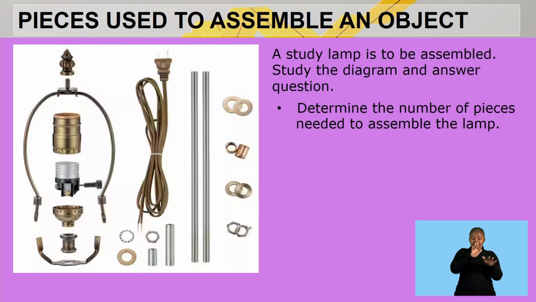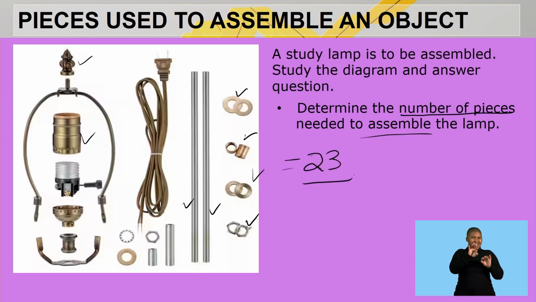So determine the number of pieces that is needed to assemble the study lamp. So now in this case, you are simply going to count all these pieces and add them together. So when you count all of them, they will give you 23 pieces or 23 parts in order for us to be able to assemble the study lamp. You can just add all of them. The cord will be counted as one, and then all of these, as they appear to be one as per set.